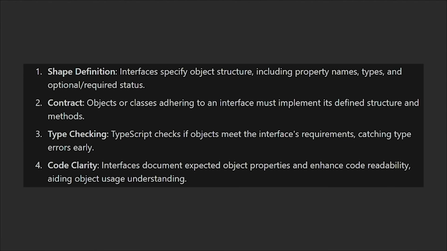Shape definition. Interfaces specify object structure, including property names, types, and optional or required status. Contract. Objects or classes adhering to an interface must implement the defined structure and methods. Type checking. TypeScript checks if objects meet an interface's requirements, catching type errors early. Code clarity. Interfaces document expected object properties and enhance code readability, aiding understanding of object usage.